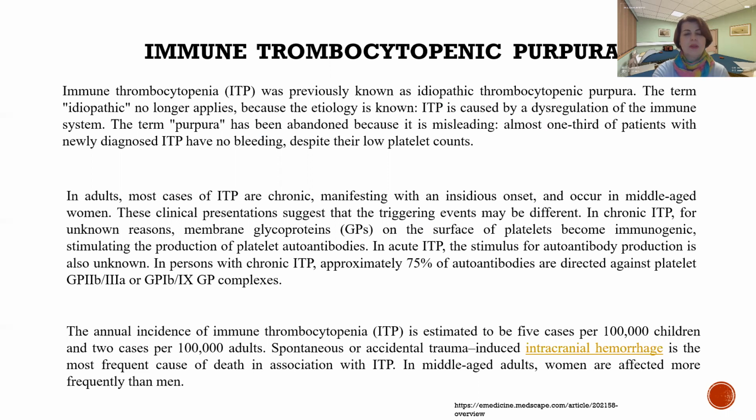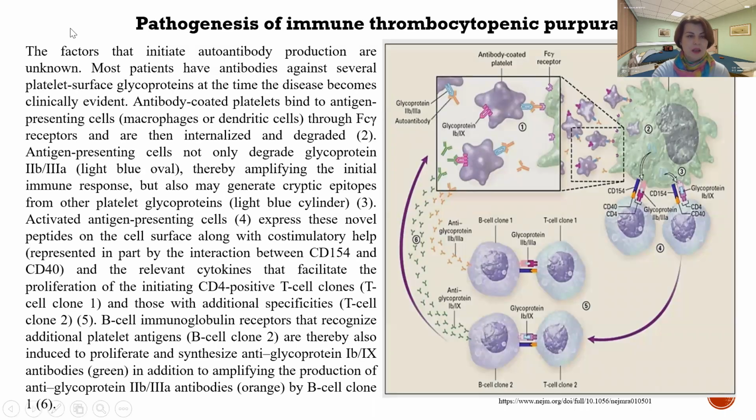Spontaneous or accidental trauma-induced intracranial hemorrhage is the most frequent cause of death associated with this disorder. In middle-aged adults, women are affected more frequently than men. The factors that initiate autoantibody production are unknown, but we already know that the cause of the disorder is autoantibody production. Most patients have antibodies against several platelet surface glycoproteins at the time the disease becomes clinically evident. Antibody-coated platelets bind to antigen-presenting cells, macrophages.